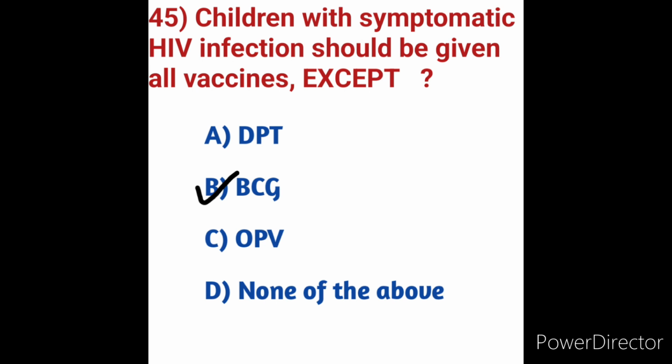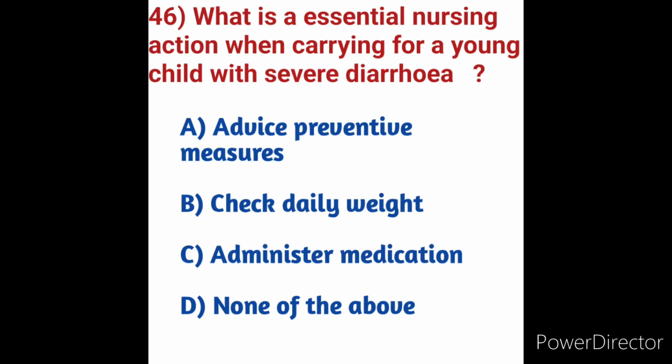Next we will move on to question number 46. What is the essential nursing action when caring for a young child with severe diarrhea? Here the child has severe diarrhea. What is the essential nursing action? We will see here the options. Option A, advise preventive measures. Option B, check daily weight. Option C, administer medication. Option D, none of the above. The three essential elements in the management of children with diarrhea are rehydration therapy, zinc supplementation and counseling for continued feeding and prevention.